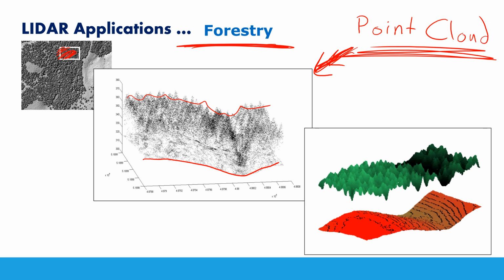And I can represent this in a different way. So this is the DTM, the ground surface, and here we have the canopy surface. And this information is very important in the forestry industry. In fact, based on this, we can estimate the height of the trees, the density of the trees, the wood content in the forest, etc. So this is one important application of the LiDAR systems.